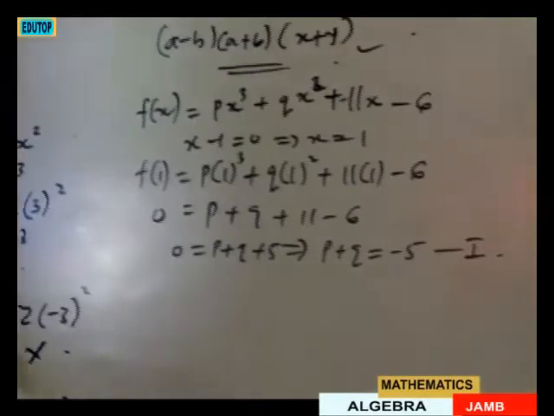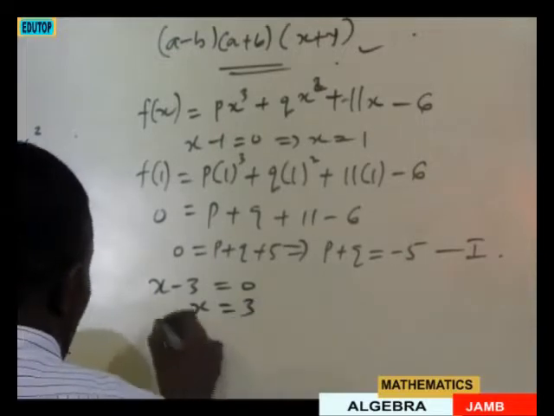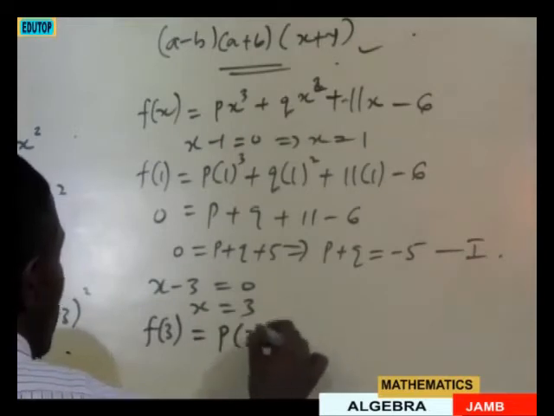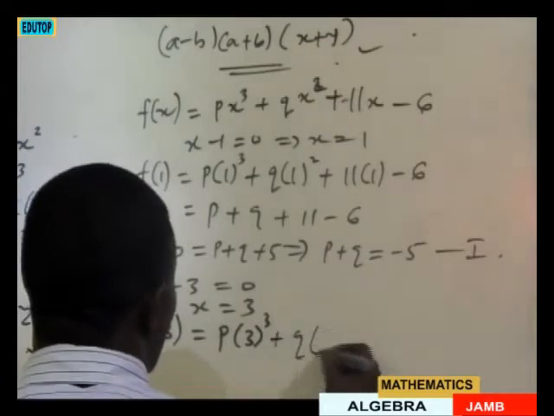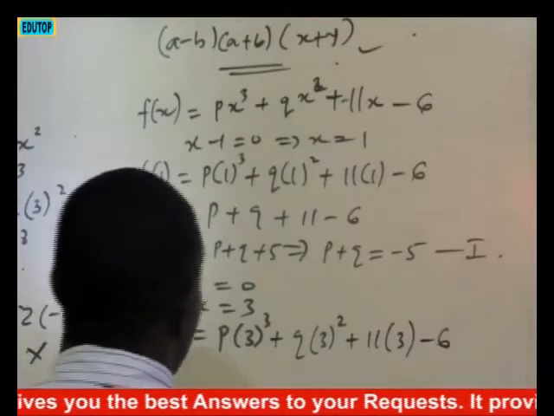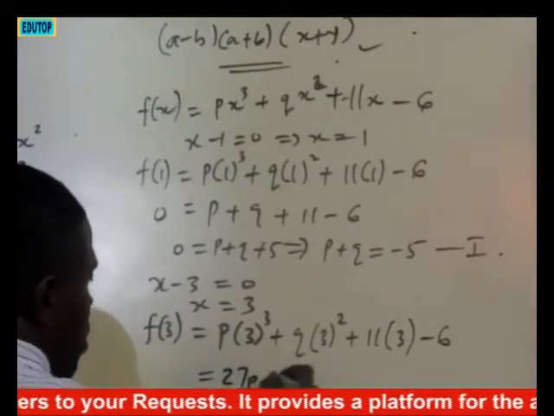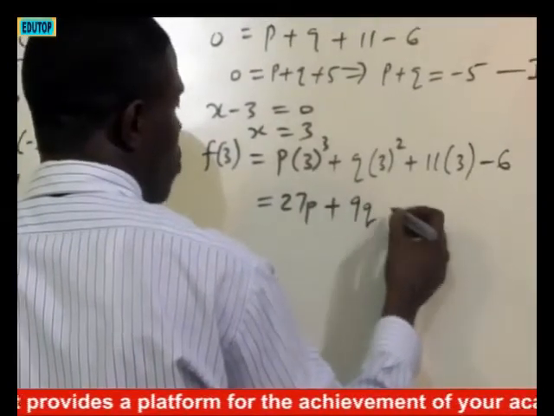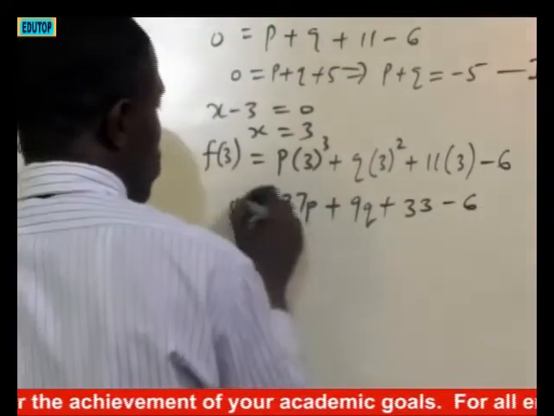Also, x minus 3 is a factor, which means x minus 3 equals to 0, then x equals to 3. That means f of 3 will be p into 3 raised to power 3, plus q into 3 squared plus 11 into 3 minus 6. Anywhere I see x, I will replace with 3 this time around. What's 3 raised to power 3? That's 27. So this becomes 27p plus 3 squared, 9, 9 times q, 9q. 11 times 3 is 33 minus 6, equals to 0.